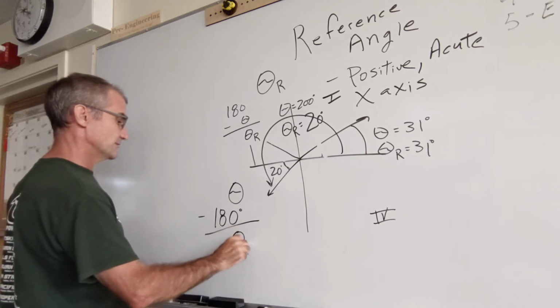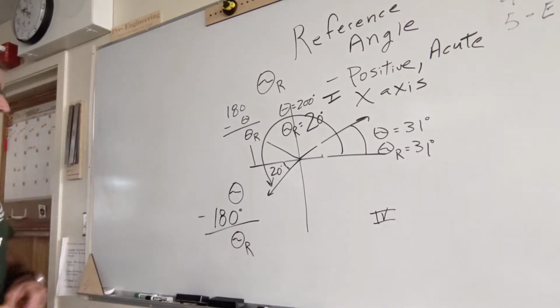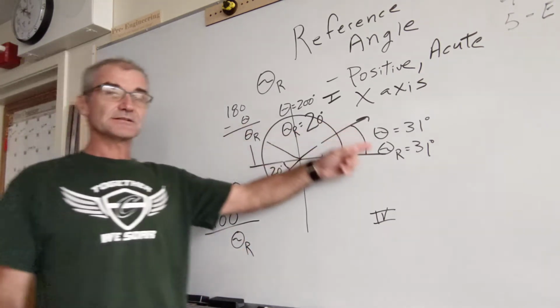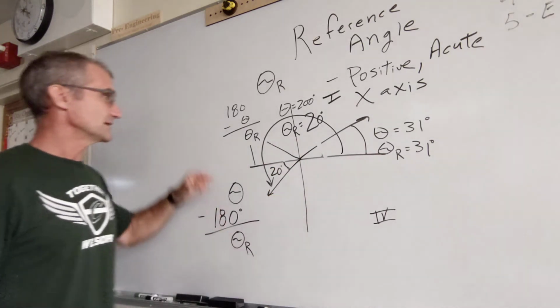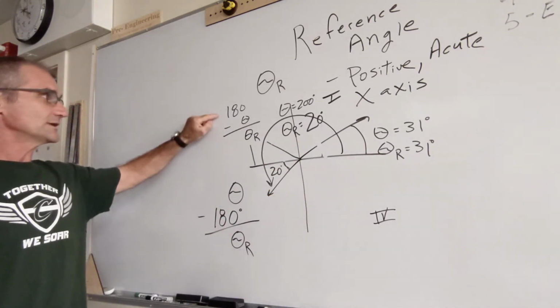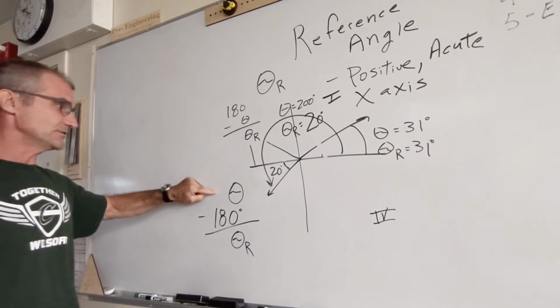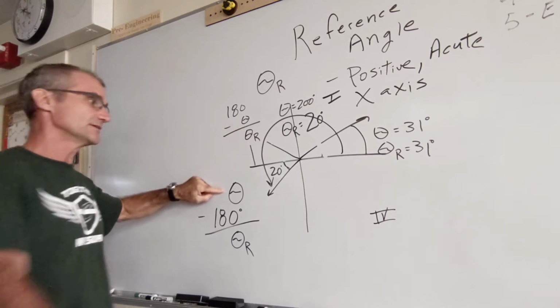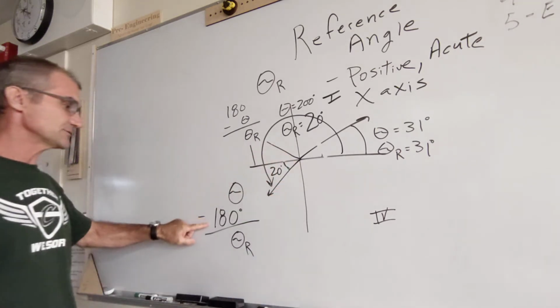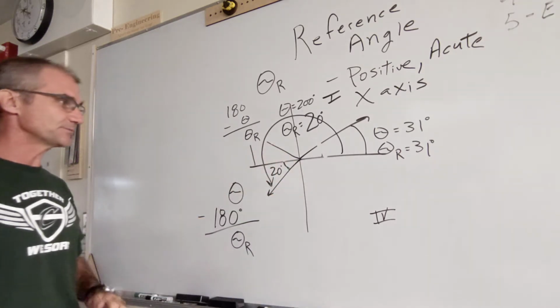So again, in the first quadrant, your angle and reference angle are the same. In the second quadrant, 180 minus your angle will give you your reference angle. In the third quadrant, your angle theta, 200 degrees, minus 180 will give you your reference angle.